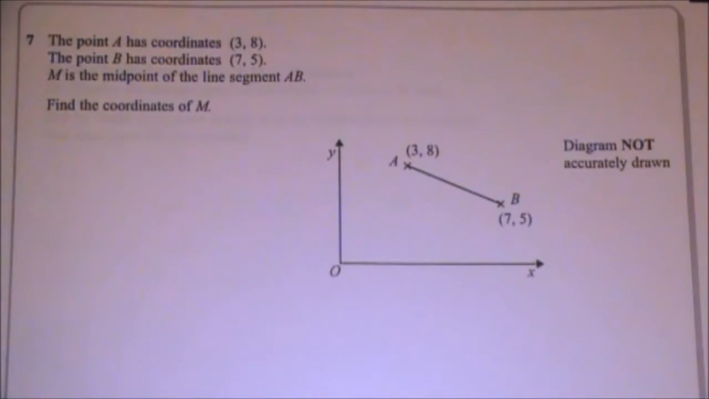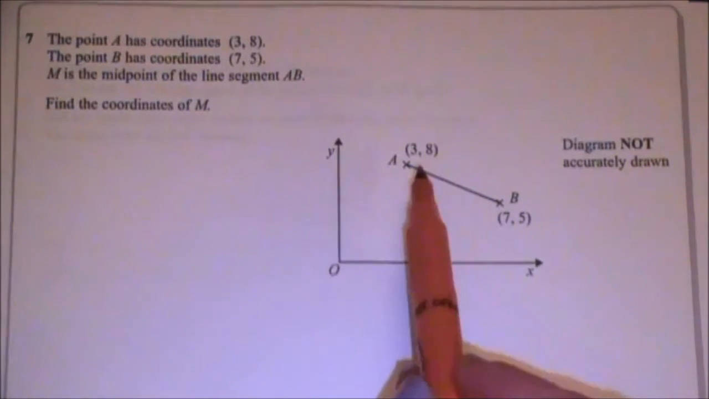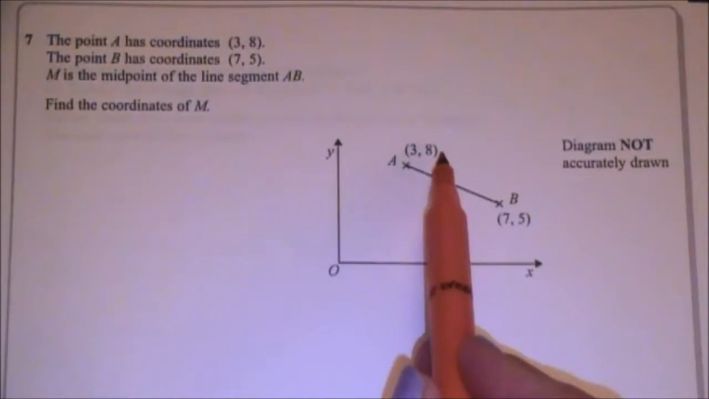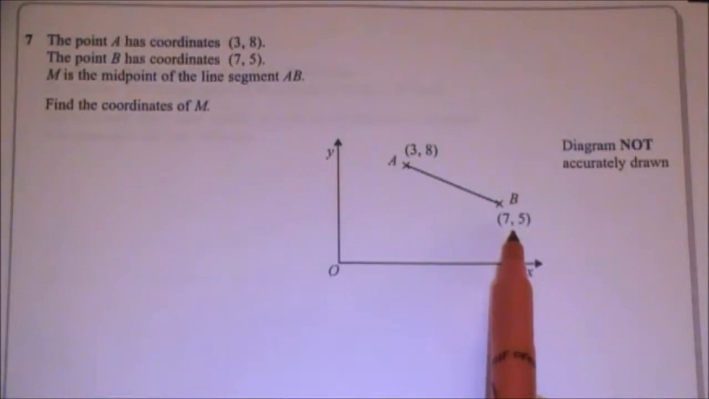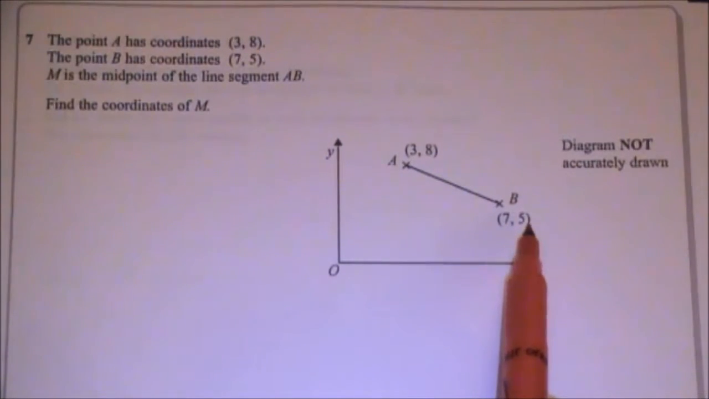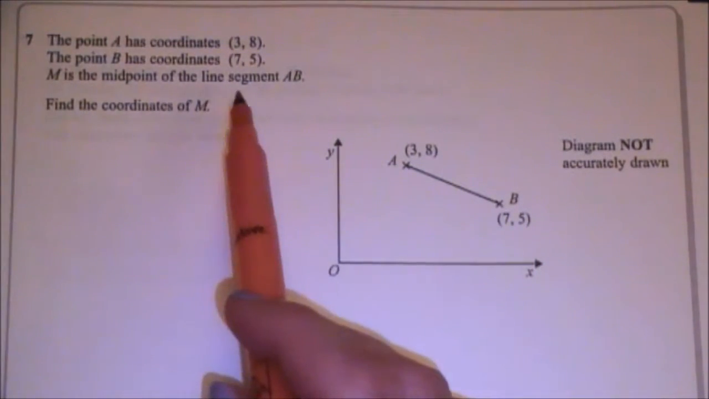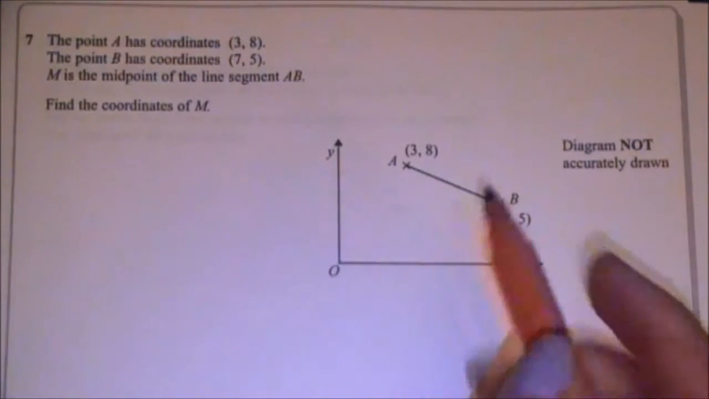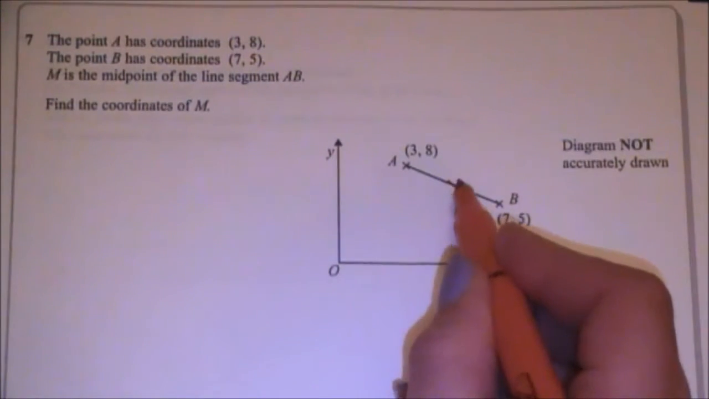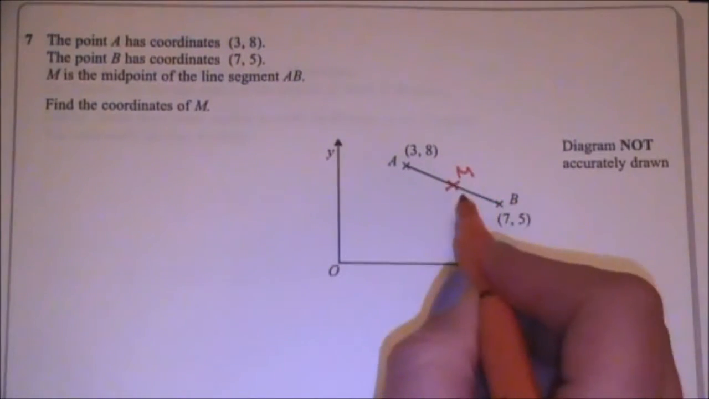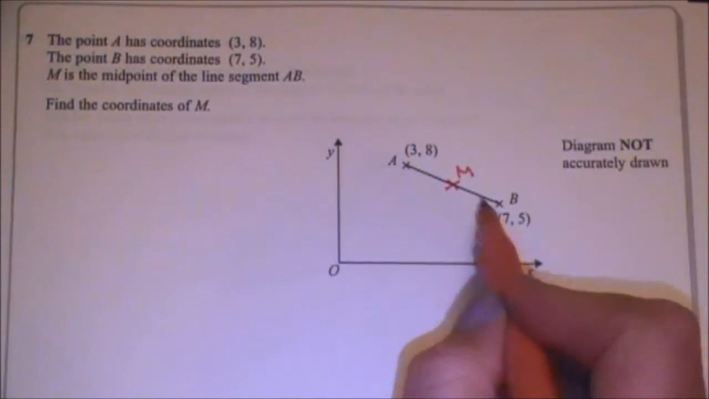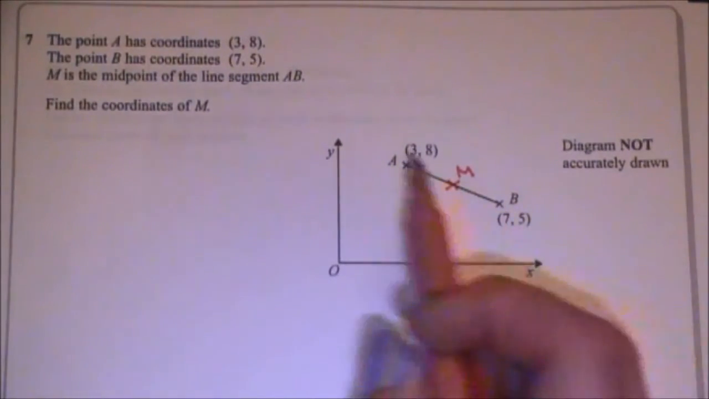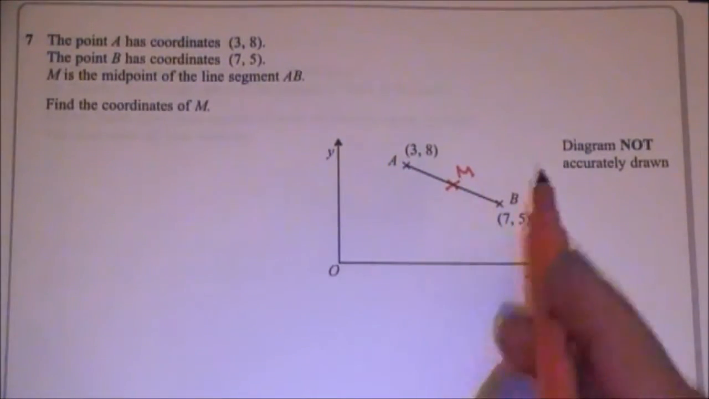Question 7 is about finding the midpoint of a line. So the point A has the coordinates 3, 8. Point B has the coordinates 7, 5. M is the midpoint of the line segment AB. So M isn't on there. I'm going to put it there. That's M. It's the midpoint of AB. Find the coordinates of M.